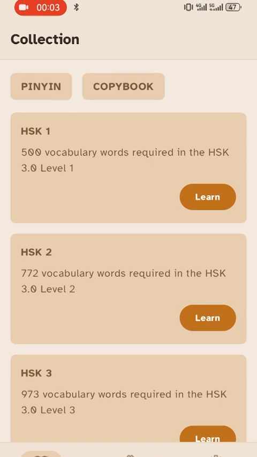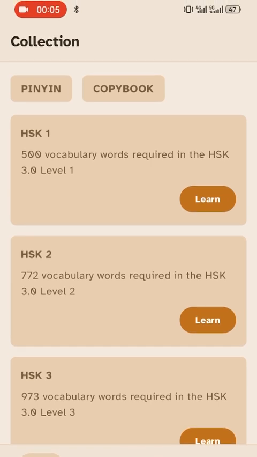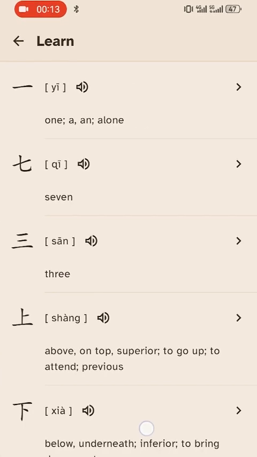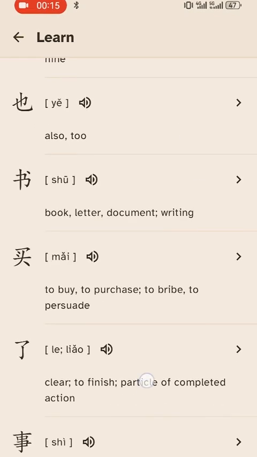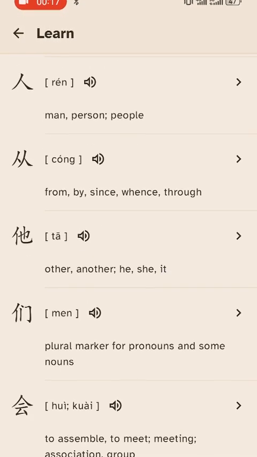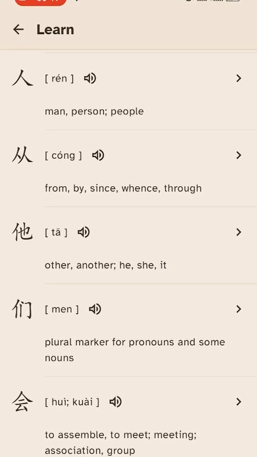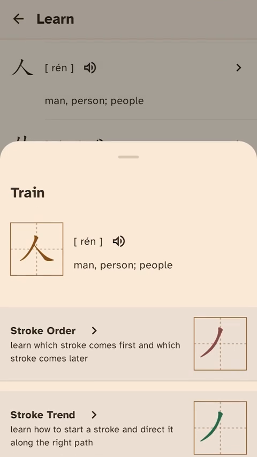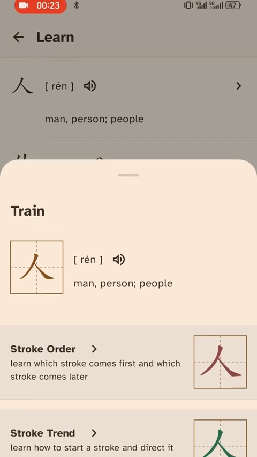Hello everyone, today we are going to learn some Chinese characters related to person. Now, tap into the HSK1 and find the character related to person. Tap this one and enter the stroke order.